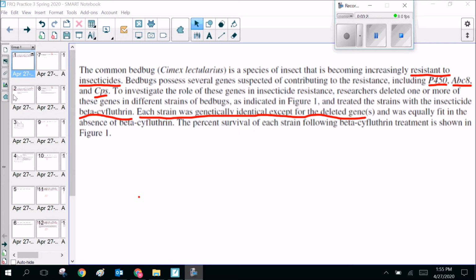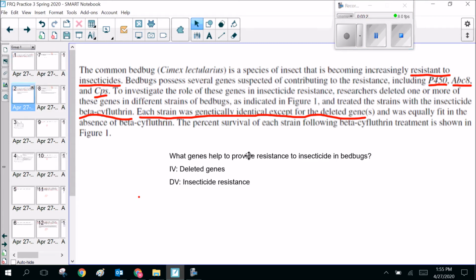Okay, hopefully you paused your video. This is what we came up with. What genes help to provide resistance to insecticide in bedbugs? So we came up with that because we realized that it said that they were deleting one or more of these genes, which we could rightfully probably underline as well. So they were deleting one or more of the genes to see how that affected the bedbug's ability to survive beta-cyfluthrin, or whatever it's called. So that's the question we came up with.